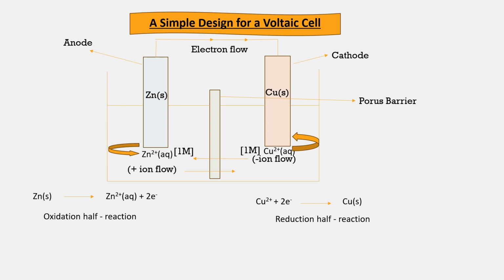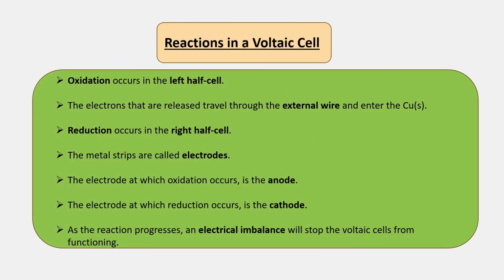On this slide, a simple design for a voltaic cell is shown. Reactions in a voltaic cell. Oxidation occurs in the left half cell and reduction occurs in the right half cell. The electrons that are released travel through the external wire and enter the copper metal. The metal strips are called electrodes. The electrode at which oxidation occurs is the anode and the electrode at which reduction occurs is the cathode.